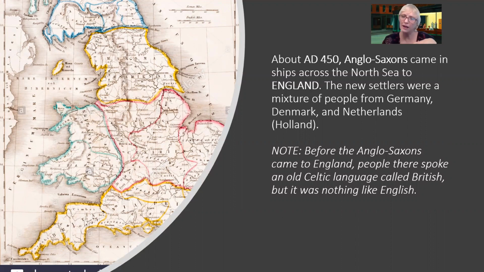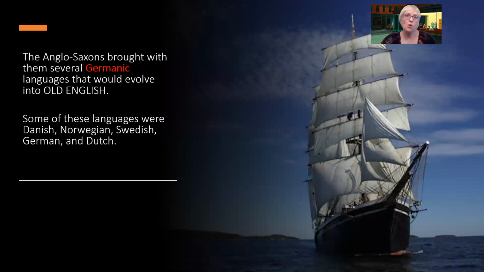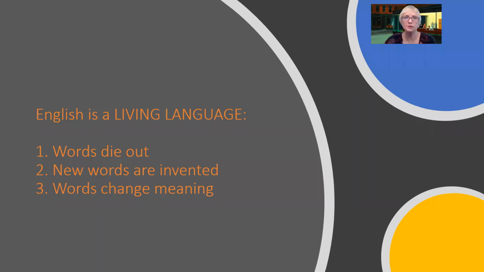And then over time, this British language that they spoke morphed because you had all these new people in with their new languages, and the main language of England morphed into a Germanic language that we now call English. So the Anglo-Saxons brought with them several Germanic languages, like I just said, and they would evolve into Old English. We're not going to talk about Old English, Middle English, Modern English. But some of the languages that came over were Danish, Norwegian, Swedish, German, and Dutch. Those are all Germanic languages.